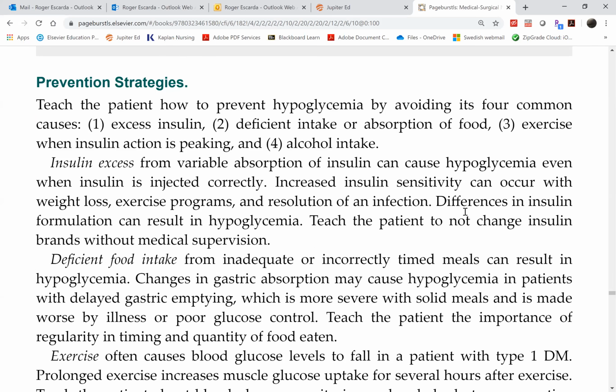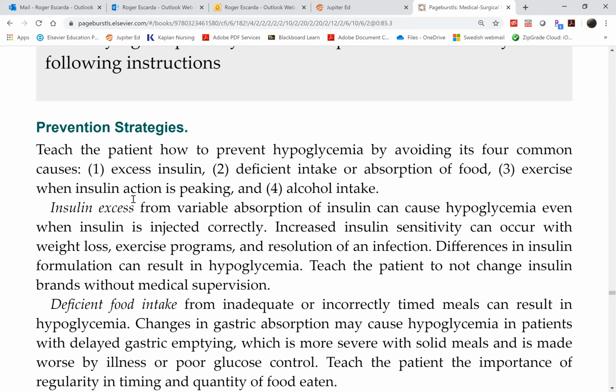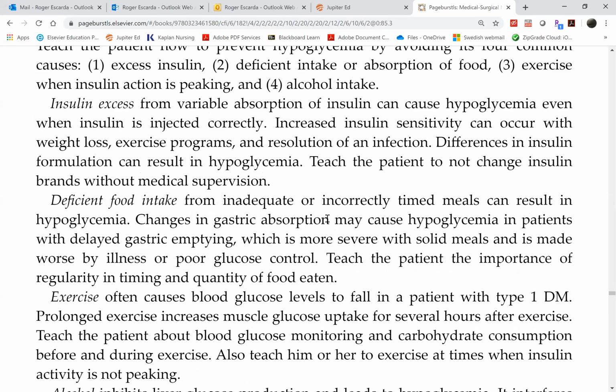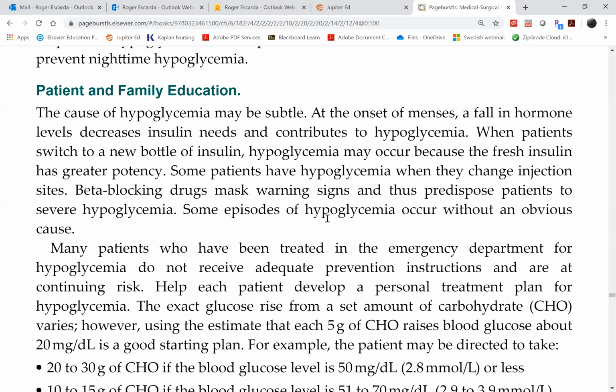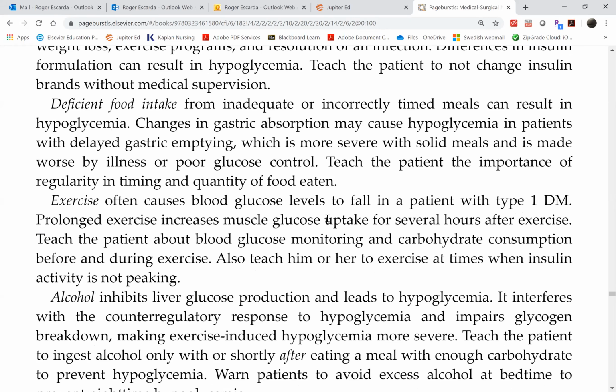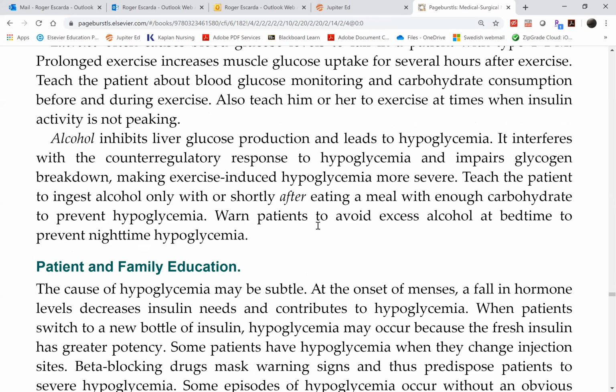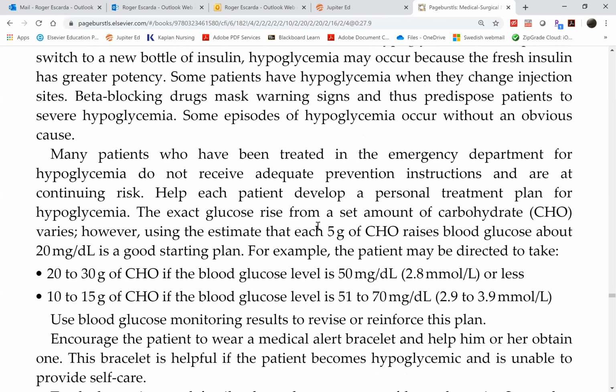Please read the prevention on your own. These are again the practical examples of the bullets I showed you earlier. Now this covers exercise, timing of food, and then alcohol. And then proper administration of insulin. Those are practical examples there.